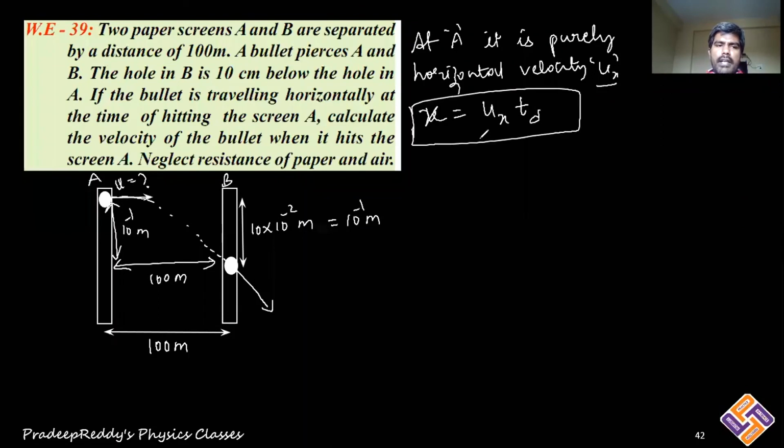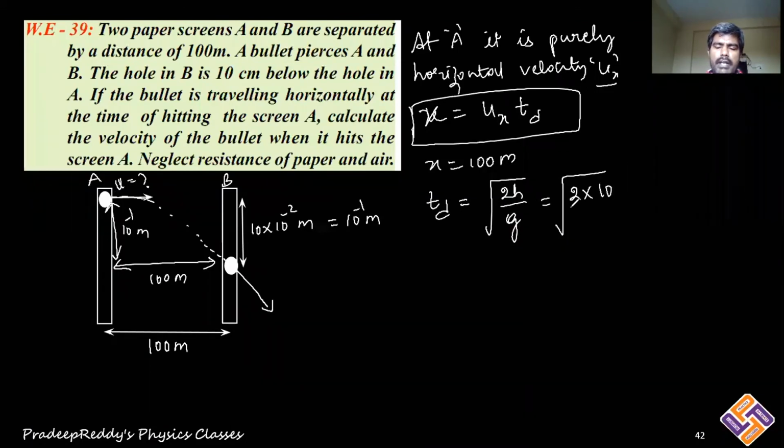The ux value you do not know. The x value is already known, that is 100 meter. Along the x-axis, it is traveling a distance of 100 meter from A to B. And I want to find out the time of descent. Time of descent is the time taken to travel from hole A to hole B. That is equal to under root 2h divided by g. So this is 2 into h, which is 10 power minus 1, divided by g, which is 10. This is equal to under root 2 divided by 100. This is root 2 divided by 10. That is the time of descent.